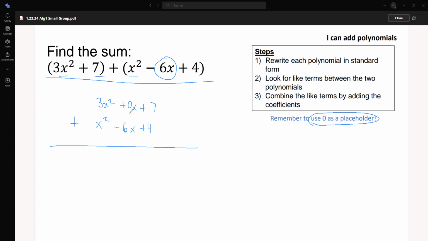Now let's do the addition, shall we? We have 3x squared plus x squared. That becomes 4x squared. We have 0x plus negative 6x, which becomes negative 6x. That just carries. And we have 7 plus 4, which is plus 11. And this would be your final answer.